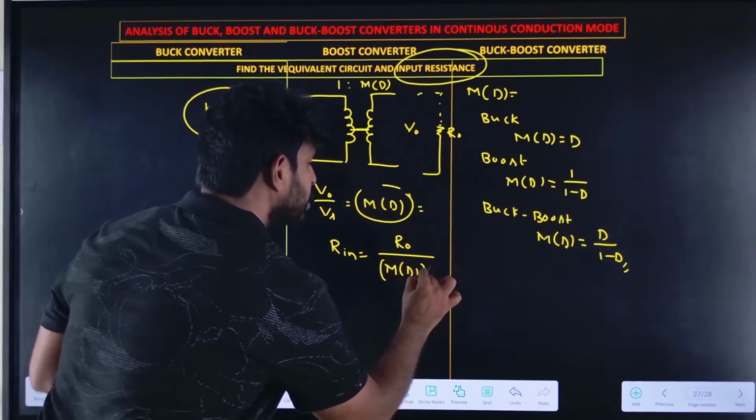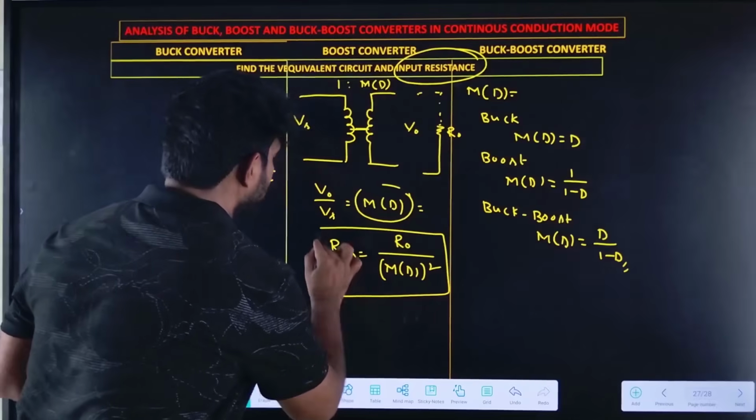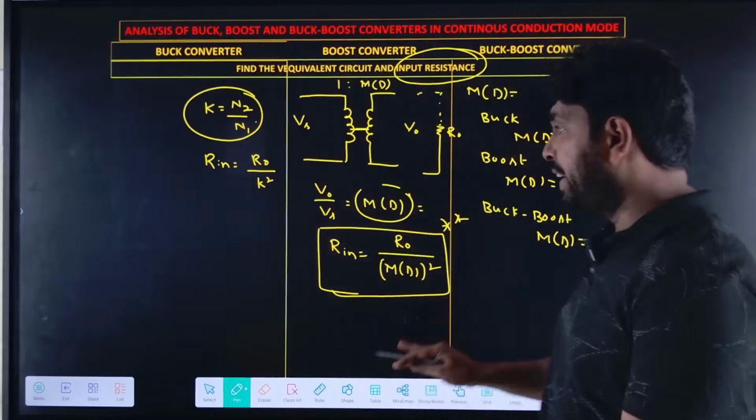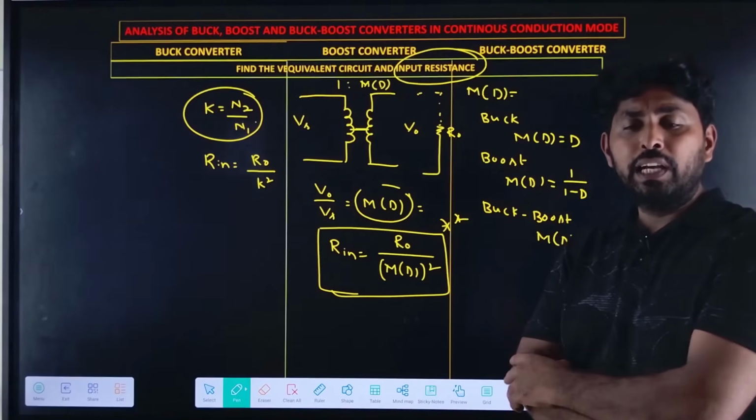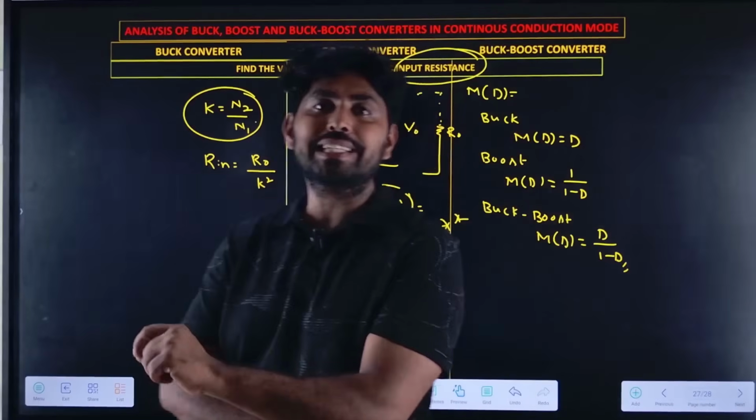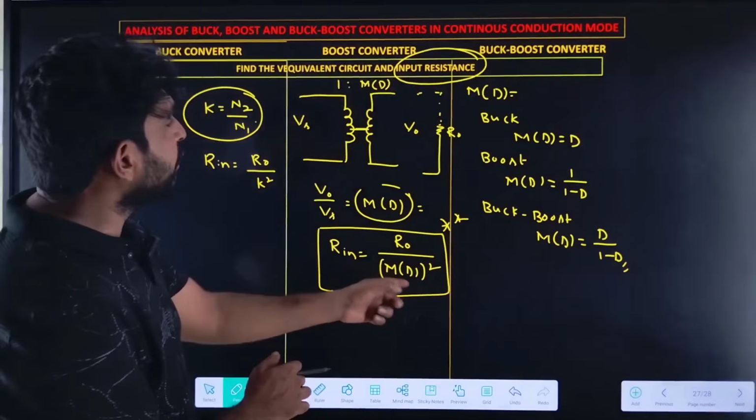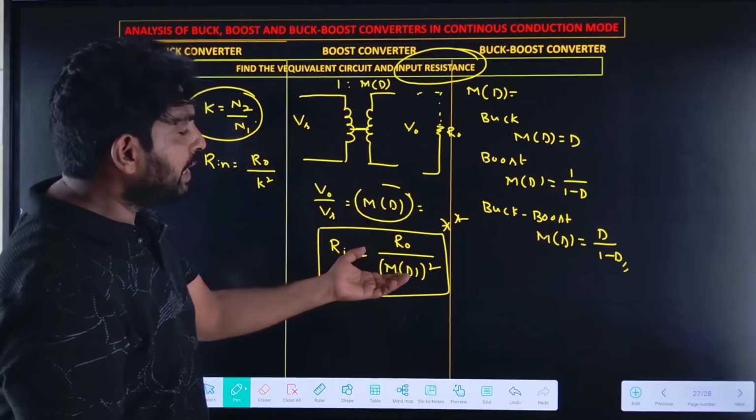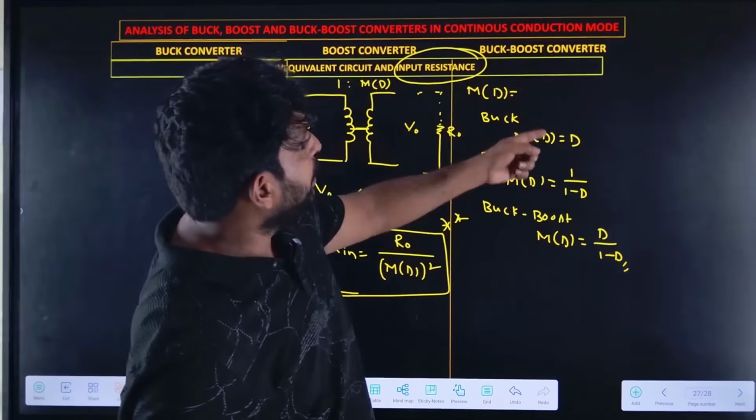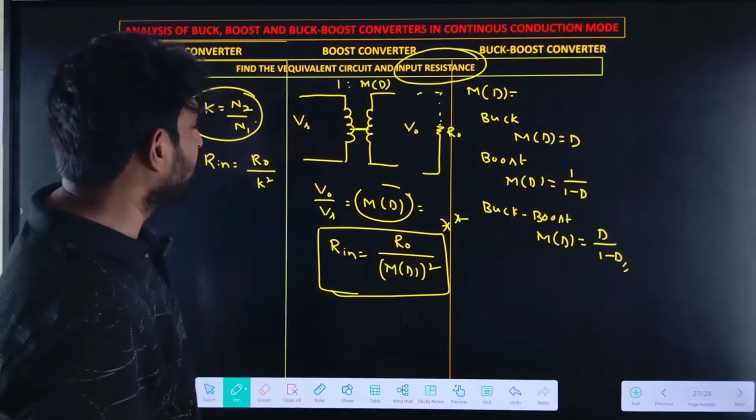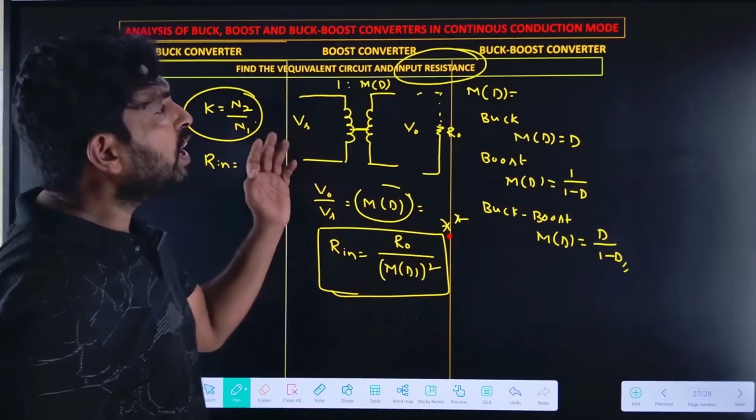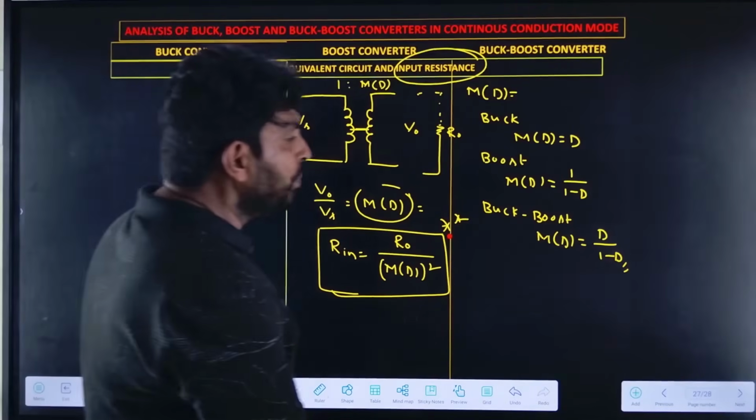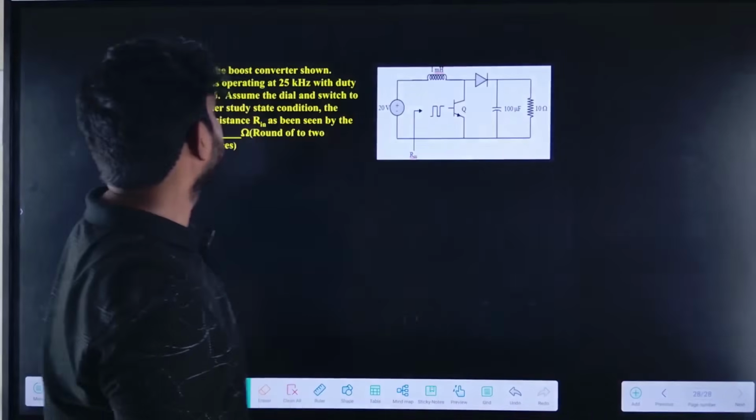You can take this as a shortcut so that you can directly answer the question. If you answer one question, it will be easy for you. Very simple. Like the transformer analogy, a DC to DC converter is also called a DC transformer. So if I shift the output resistance to the input, it has to be divided by M of D whole square. This M of D depends on the type of the converter, but this formula is common for all three converters. Now let us solve one question so that you can understand.